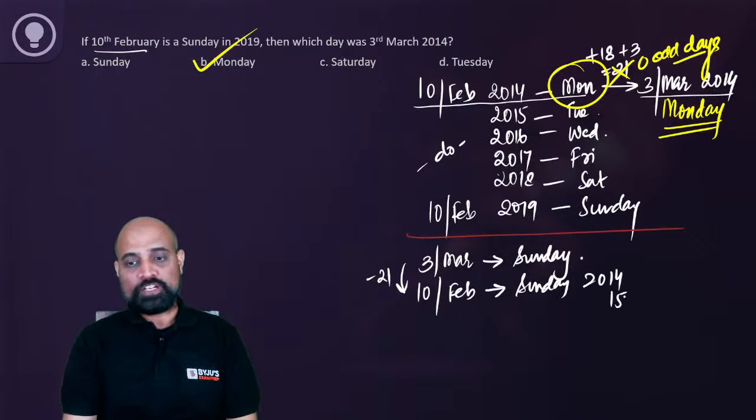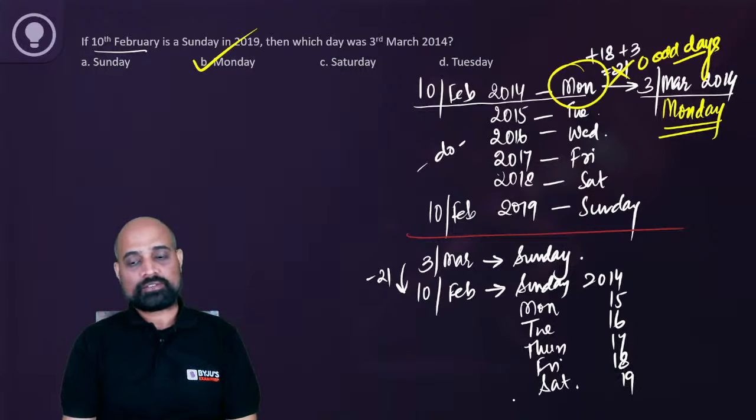So 2015 में क्या हो जाएगा? This will change to Monday. 2016 में क्या हो जाएगा? This will change to Tuesday. 2017 में क्या हो जाएगा? This is going to change to Wednesday, Thursday. 18 में this is going to change to Friday, and 19 में it is going to change to Saturday. Now this is nothing but 10th of February 2019 है ना?